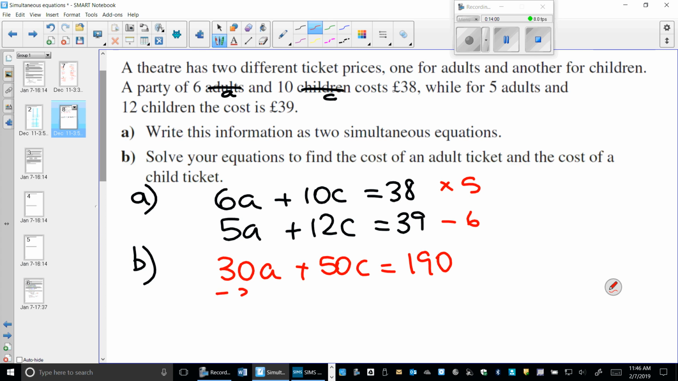And then negative 30a minus 72c equals, oh, this has hurt my head, negative 234.